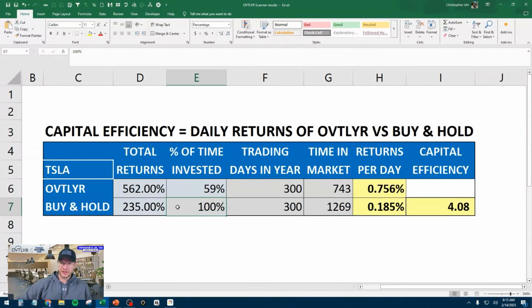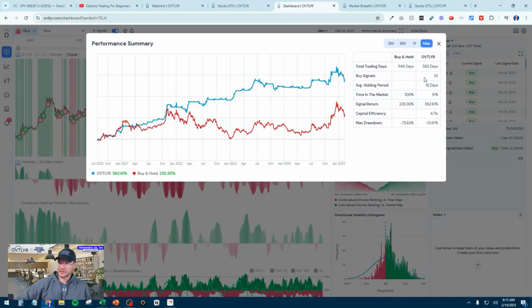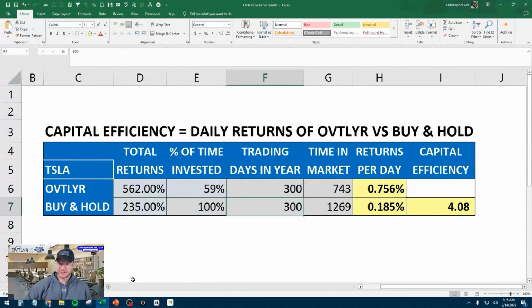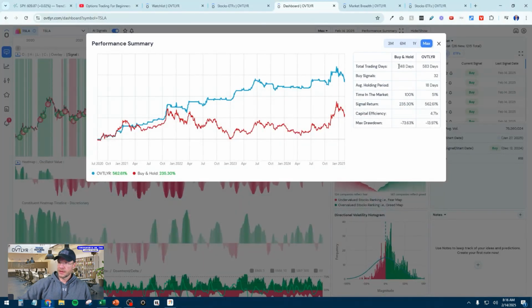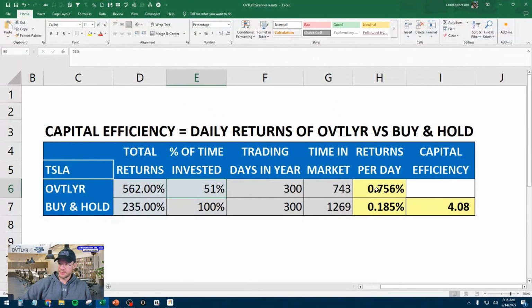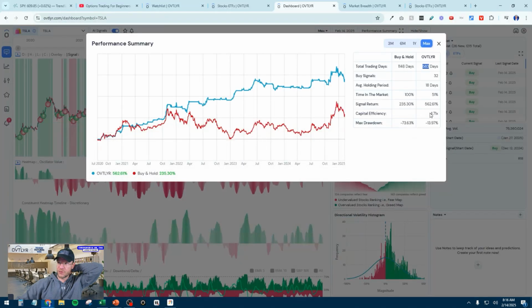In this time frame, the percent of time that we would be invested using the buy and sell signals. There were 32 signals, average holding period of 18 days, time in the market only 51% of the time, which means 49% in cash. So we change that to 51. So that gives you returns per day that you're invested. So this would be 1,148 days invested with buy and hold in our data set versus 583 days in the outlier data set. So that's 51% of the time. So basically 75.6 basis points, 0.756% per day returns versus 0.185% daily returns being in the market, which gives you a capital efficiency of greater than 4. My numbers, obviously, I got some rounding issues somewhere, but that's where that capital efficiency number comes from.